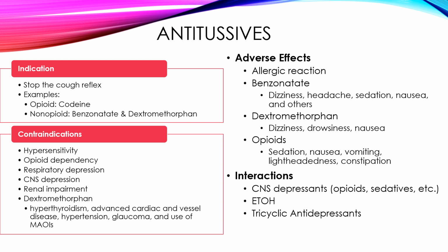It has to be a chronic cough or a chronic issue that's causing you to have a chronic cough. Okay? As far as contraindications, it depends on which medication we're given. If we're given an opioid for cough, obviously respiratory depression, CNS depression. If we're given dextromethorphan, which is a non-opioid that works like an opioid, but it's a non-opioid. Notice it says hypothyroidism, maybe advanced cardiac disease, hypertension.